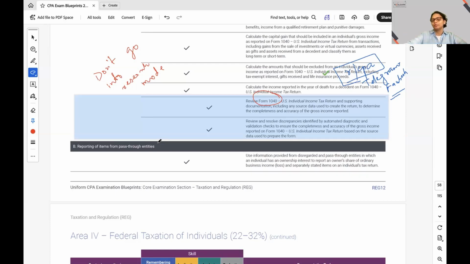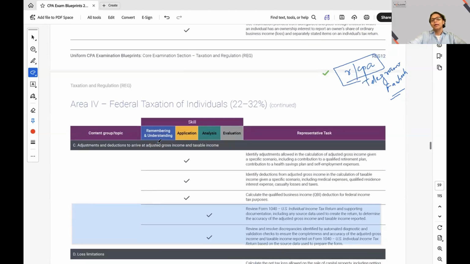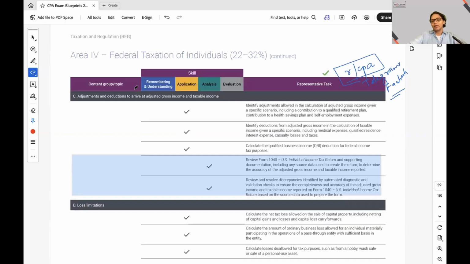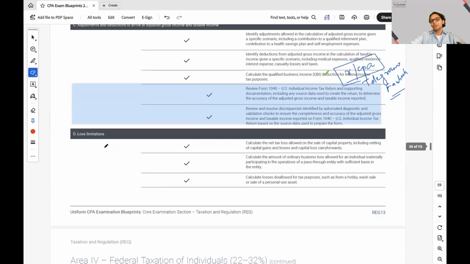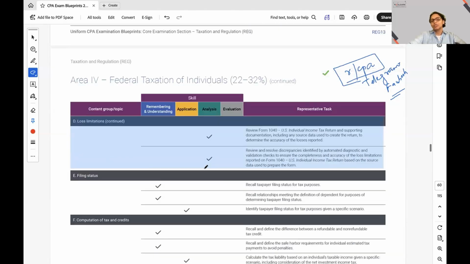Okay, I'll show you how you get the forms and how you see the forms. Okay. Similarly, you will go to individual taxation. See, every big area has analytical level questions here. So the gross income, the adjustments, the loss limitations.